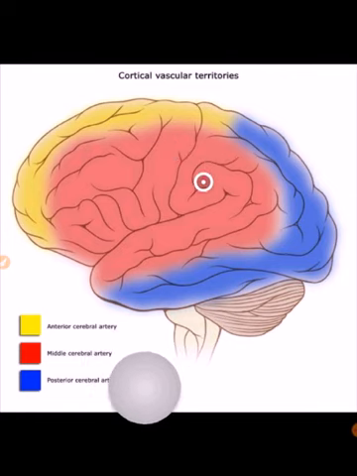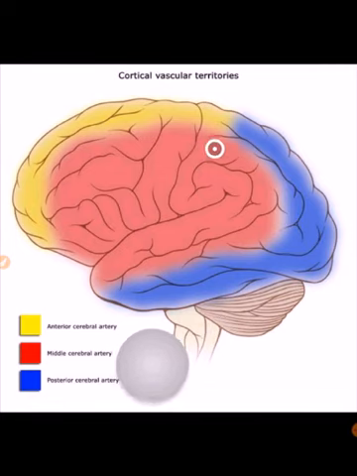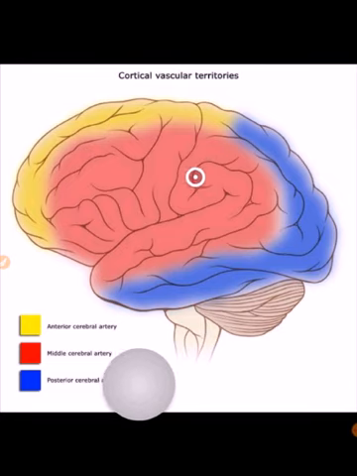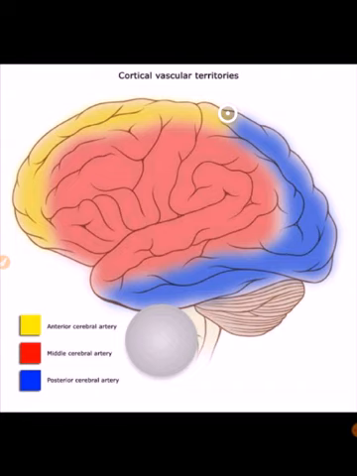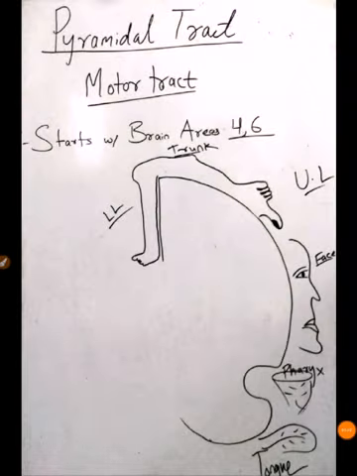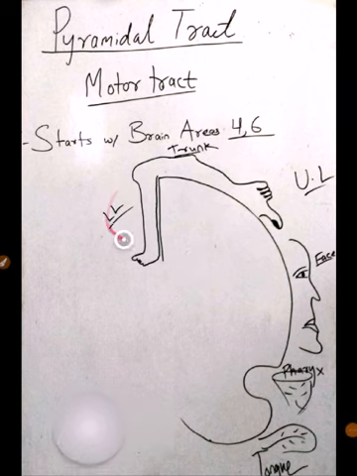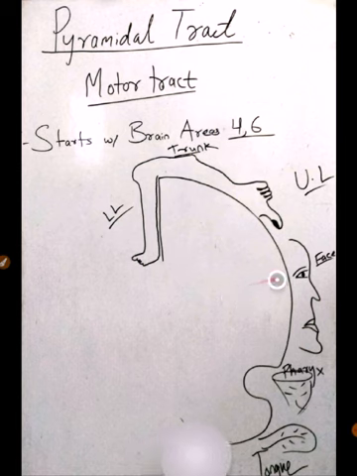Now what if the sensory area was affected? In the same way, if this area is affected, we will get loss of sensations in the upper limb and the face, and if this area is affected, we will get sensory loss on the opposite half of the body, especially the lower limbs. So this part is supplied by the anterior cerebral artery and this part by the middle cerebral artery.